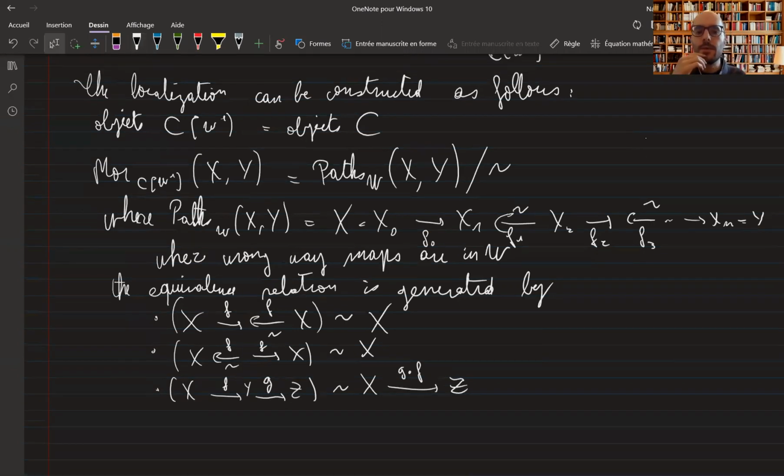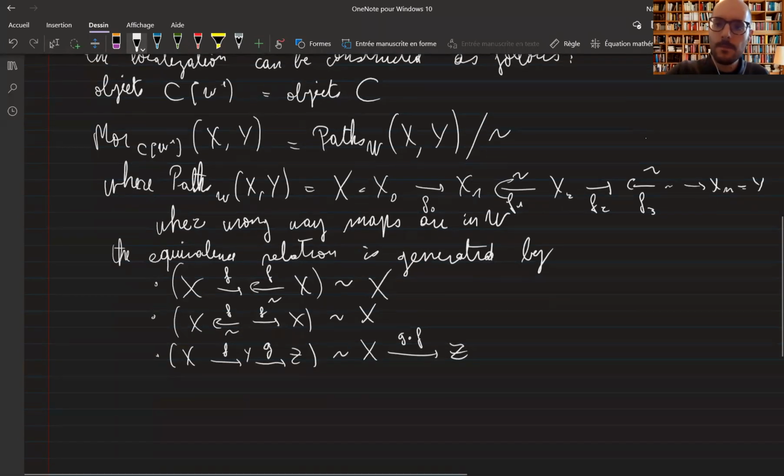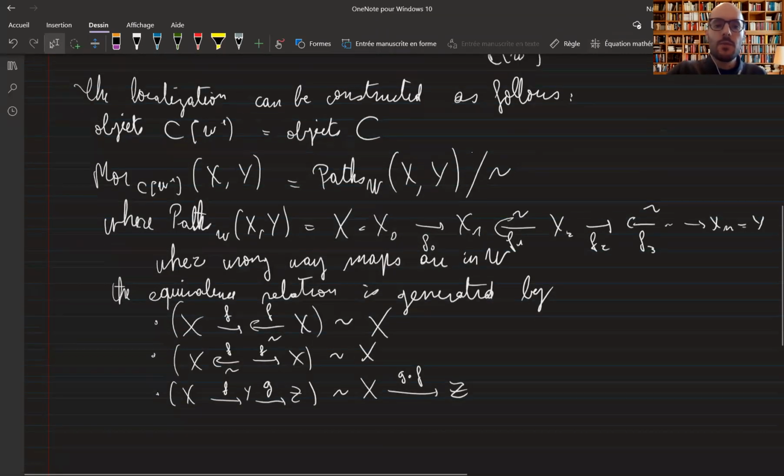So this is one way of constructing the localization. You can check, it's not very hard, that the obvious functor which sends an object to itself and a morphism to a length 1 path is the localization of C with respect to W. I think you saw this last semester, so you should be all right, but are there any questions about this? No? Okay, so this construction works fine.